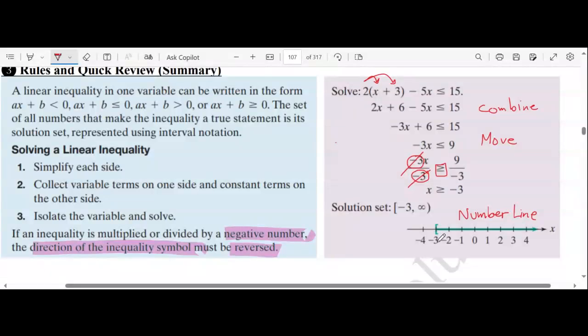Now on the number line, we're going to start at negative 3. And is it open or closed? Since you have equal, see the equal sign here? So it has to be closed. Closed means you're selecting the number itself. So your answer will be from negative 3 to where? To positive infinity. Is this clear?